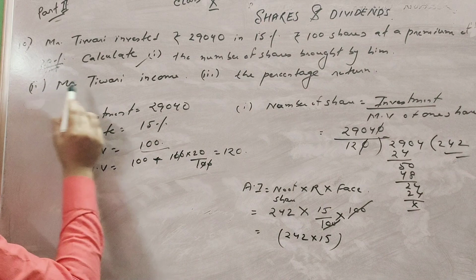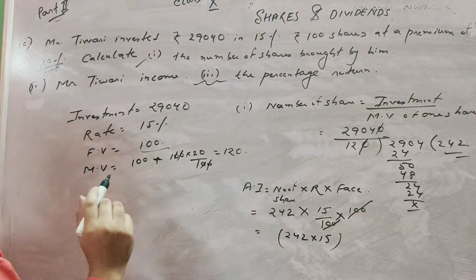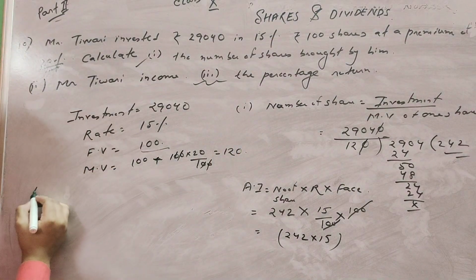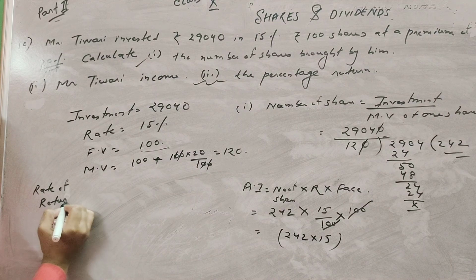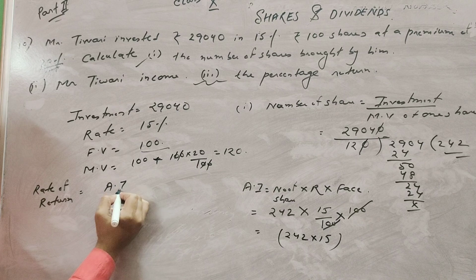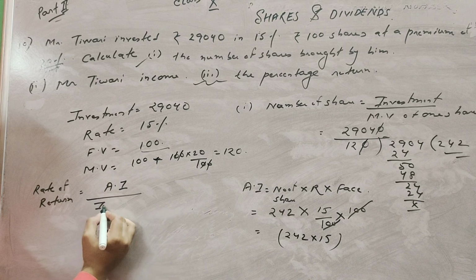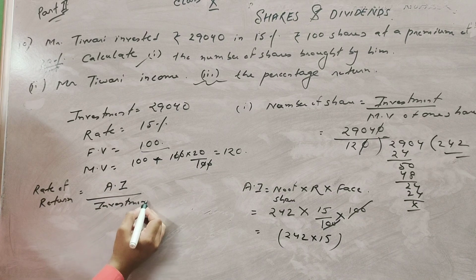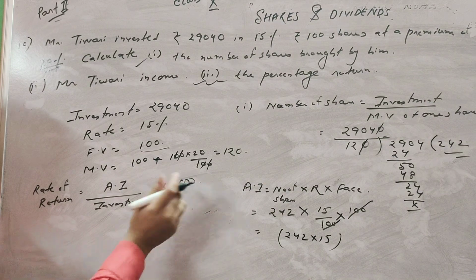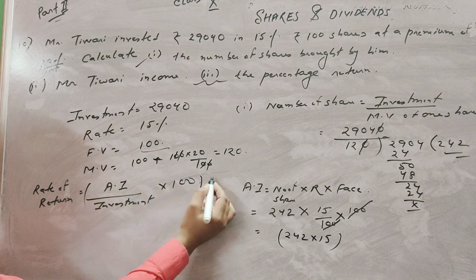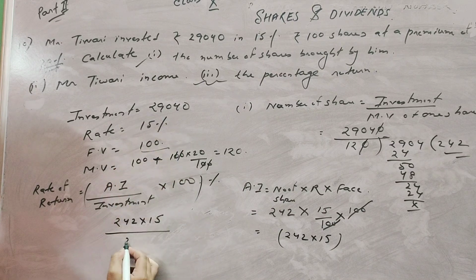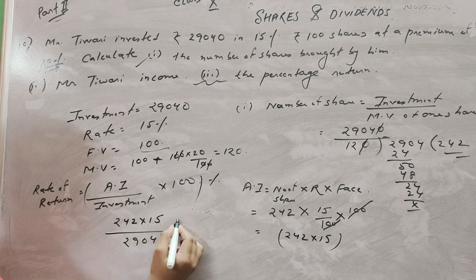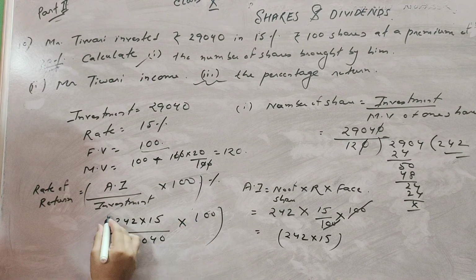Clear? Now it's time for the percentage return. Percentage return means rate of return. The formula of rate of return is annual income by investment into 100. Clear? So the annual income is 242 into 15. Investment is 29040 into 100.